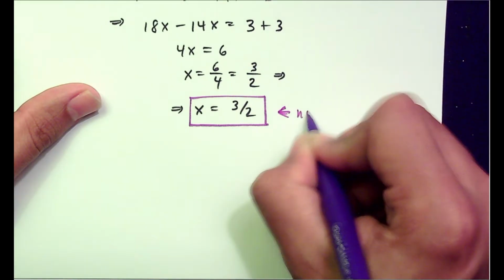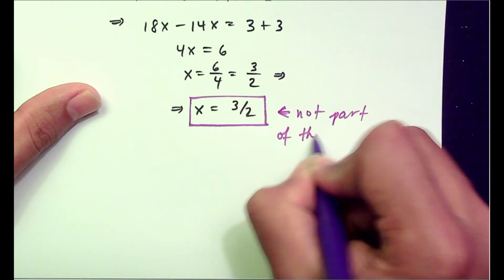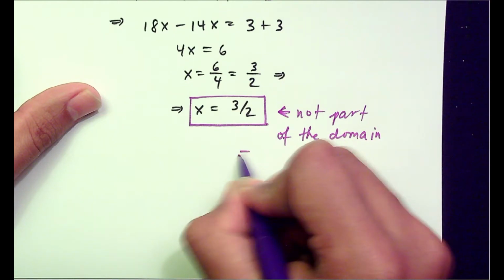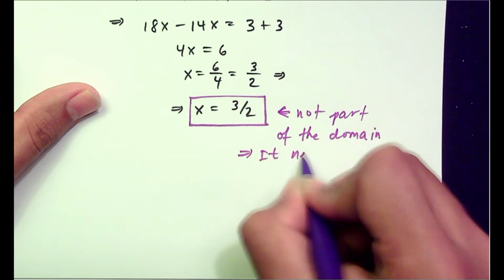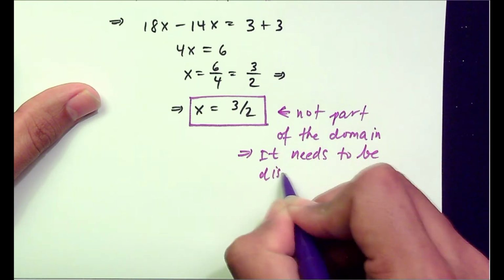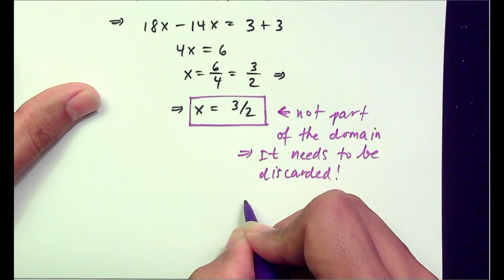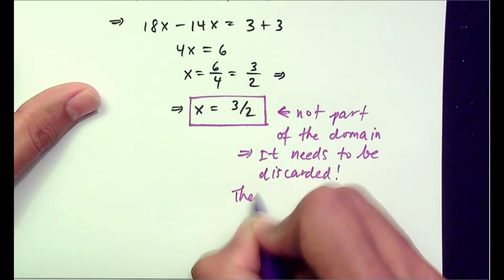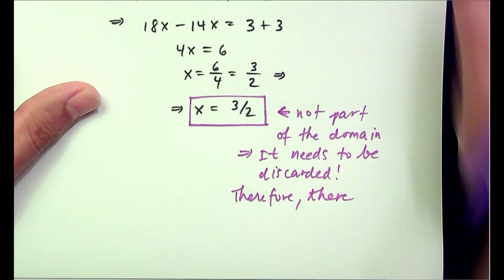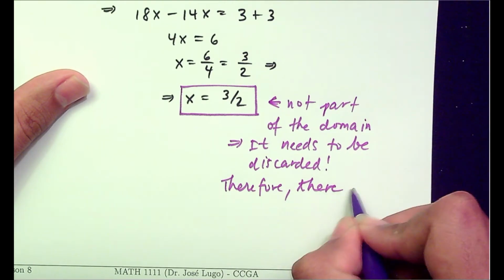Okay, not part of the domain. Therefore, it needs to be discarded. Conclusion: if you only had one solution and you discard that one, then you have nothing. That means there are no solutions.